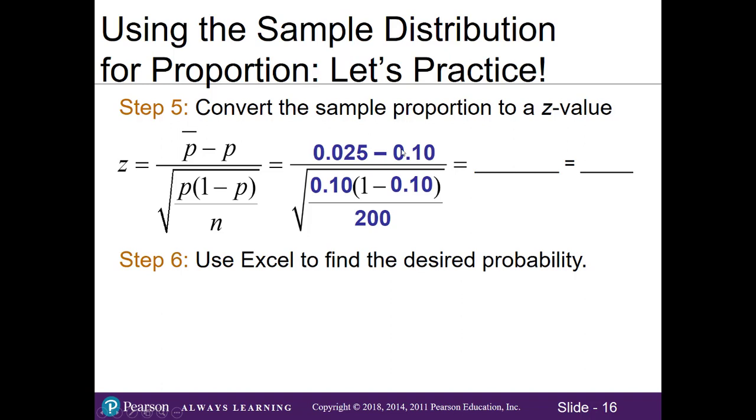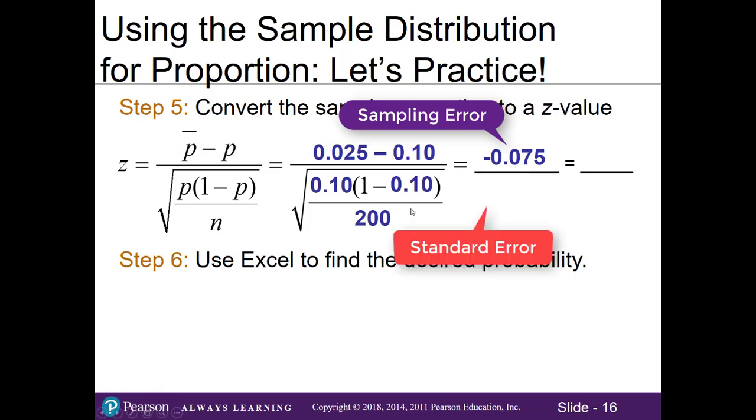Solving my sampling error, I will subtract the top 2 numbers, and I get a sampling error of negative 0.075. And solving for our standard error, where I will take 0.10 times 0.90, divide by 200, and square root all of that to get 0.0212. And then I will take our sampling error and divide by our standard error and get negative 3.54.